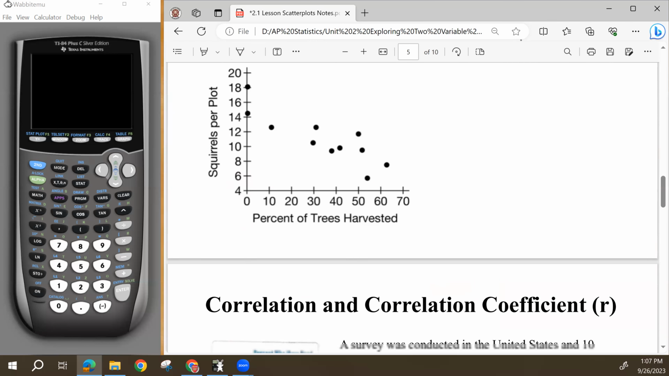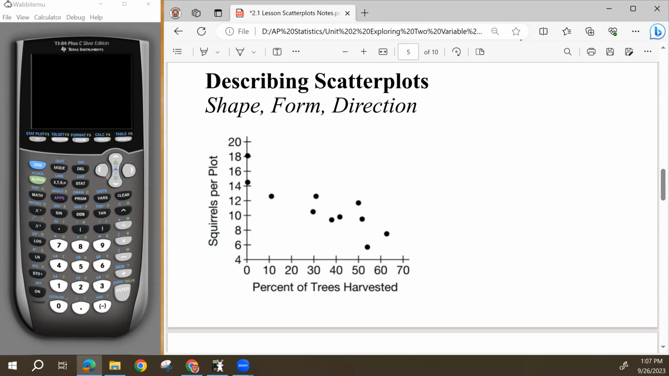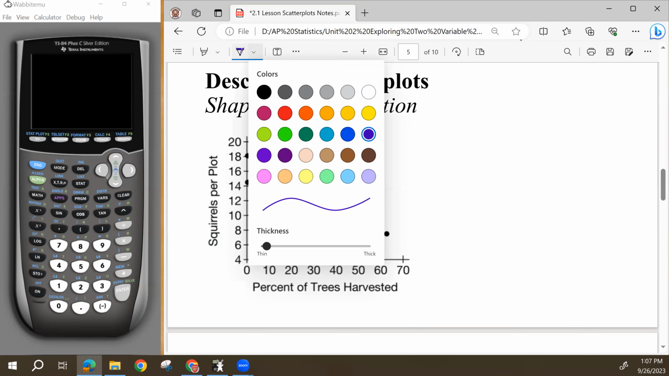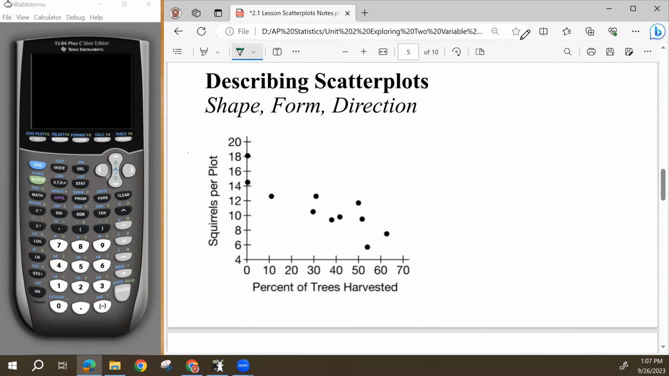And so I just wanted to show one more. Here we have the percent of trees harvested and squirrels per plot. Again, just looking at sort of how this is shaped, I would say that this is pretty linear. I would say this is strong.